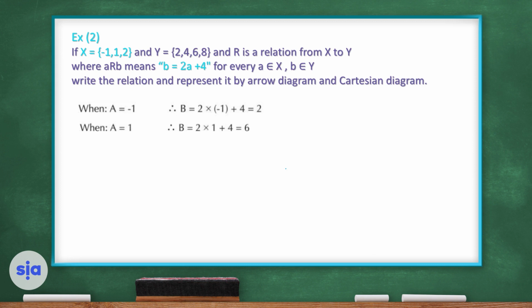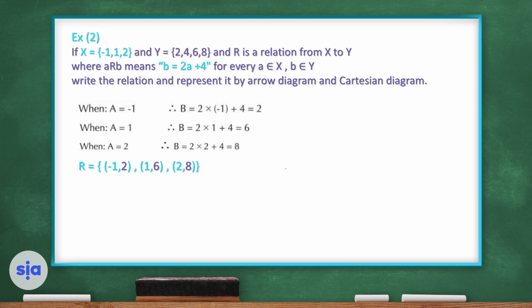If you substitute A by 1, it would be 2 times 1 plus 4, which is 6. And you will see that 6 is an element in set Y. So another ordered pair, which is (1, 6). We try the last A we have, the 2. If you substitute it here, 2 times 2 plus 4, it's 8. And also 8 is an element in set Y. So here we have three ordered pairs: (-1, 2), (1, 6), and (2, 8).